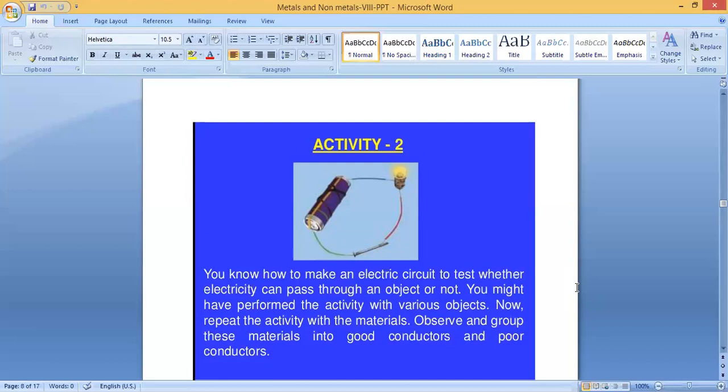The path is a complete circuit and the bulb will glow. Instead of the iron nail, remove it and use a wooden scale, a plastic scale, or an eraser. You can see that the bulb will not glow. The reason is they are insulators. They will not allow electricity to pass through them. They are known as insulators or poor conductors.